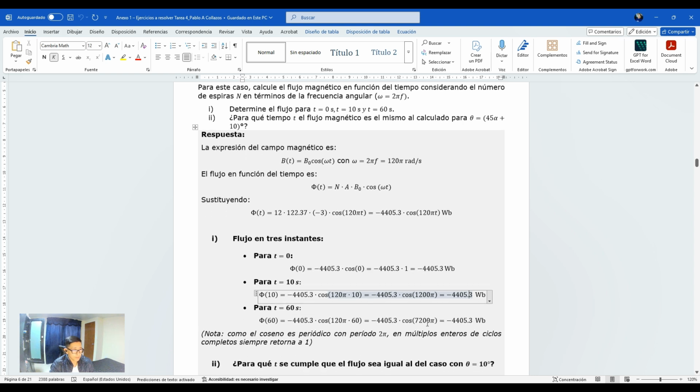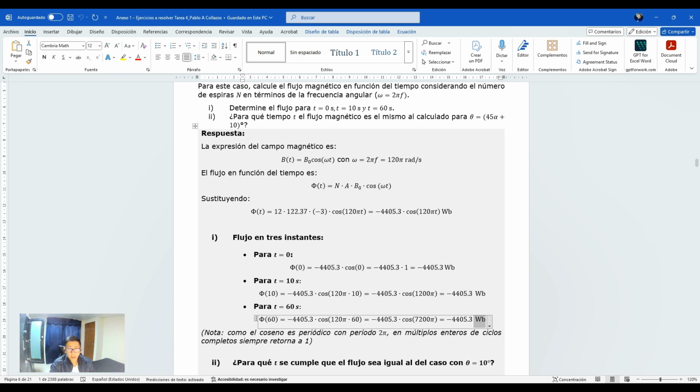To find when the flux equals the given value, cosine of omega t equals 0.9848, which gives omega t equals pi divided by 18, so t equals 1 divided by 120 times 18, approximately 0.00014 seconds.